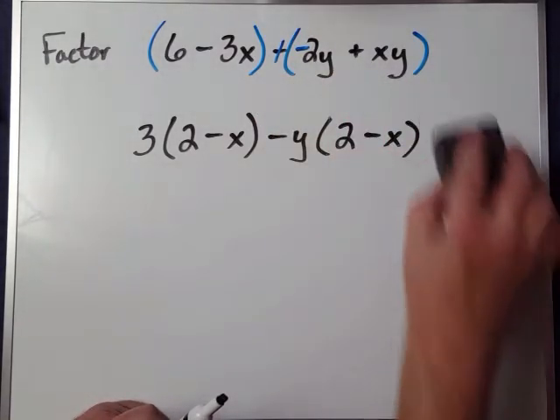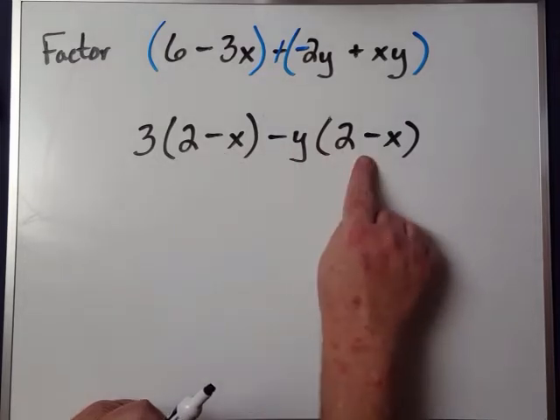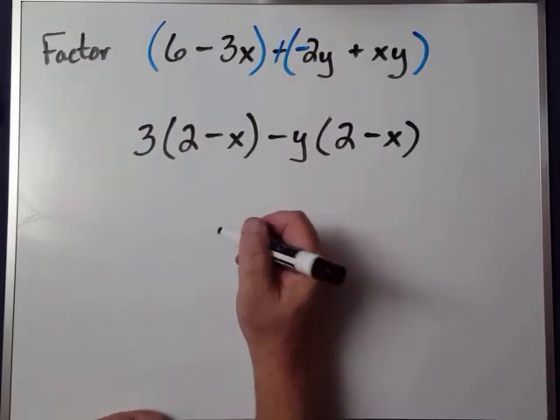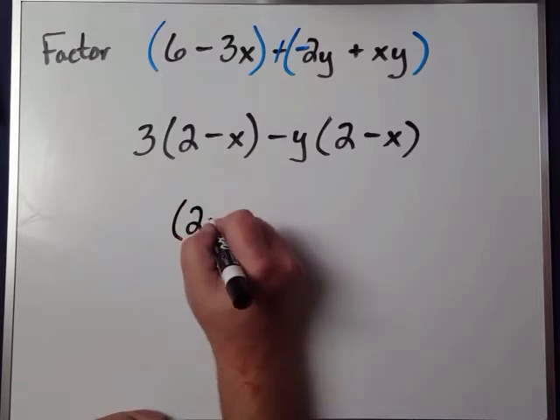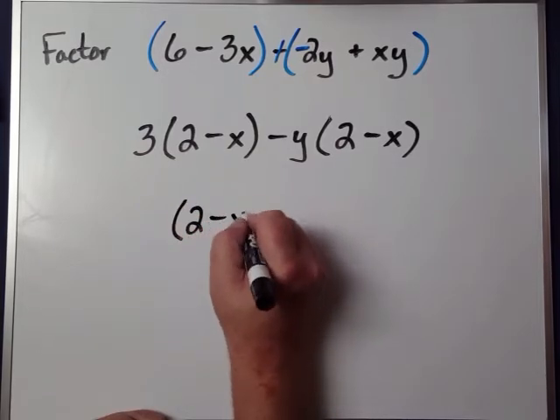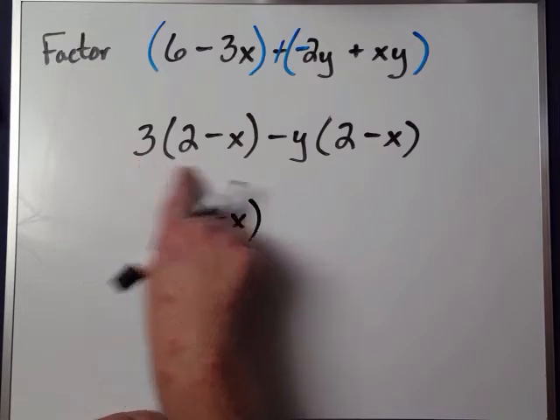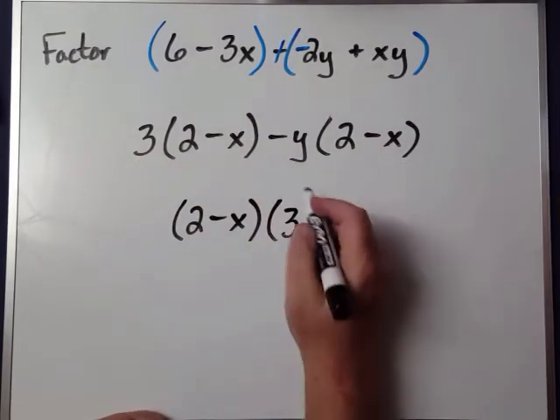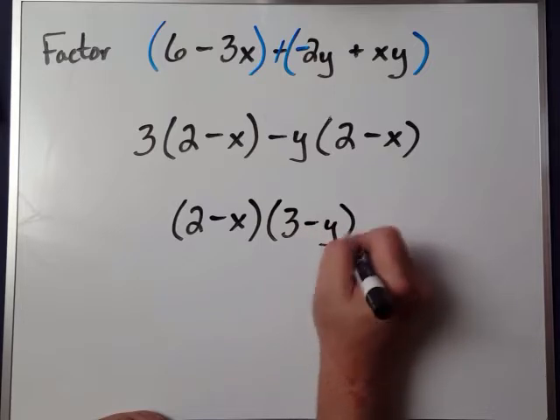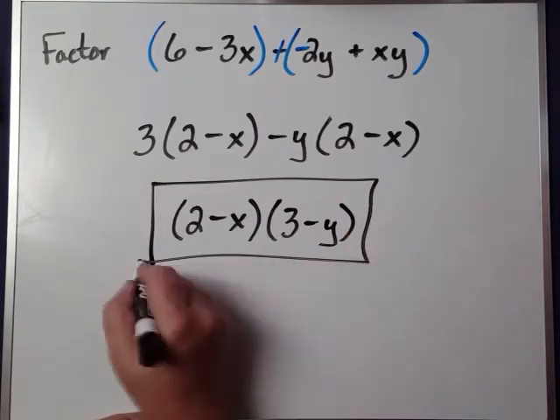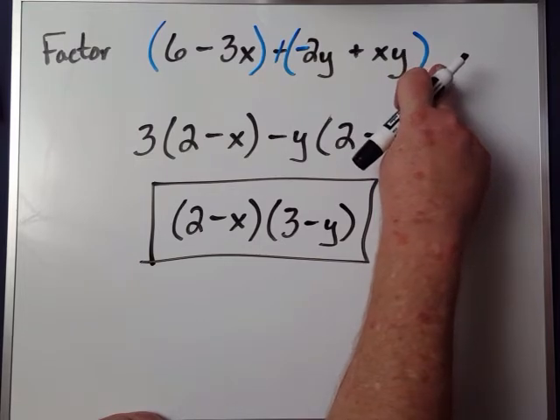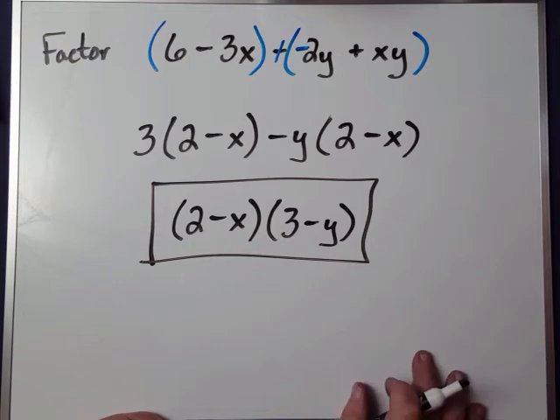And look what else has happened. My binomial factors match. So now I can keep going. I can factor out this common binomial factor of 2 minus x, which will leave what? From this first term, it leaves the 3. From this second term, it leaves the minus y. And once again, we could FOIL this back out to check it. It should return these original 4 terms. Maybe not in the same order, but the same 4 terms.